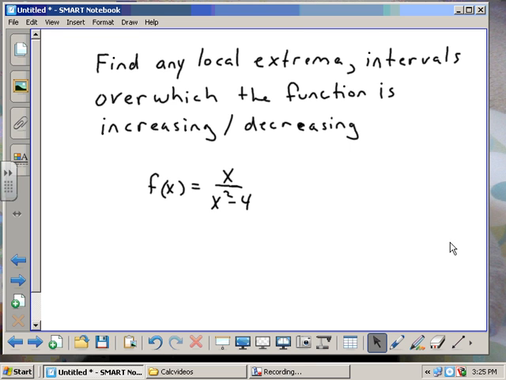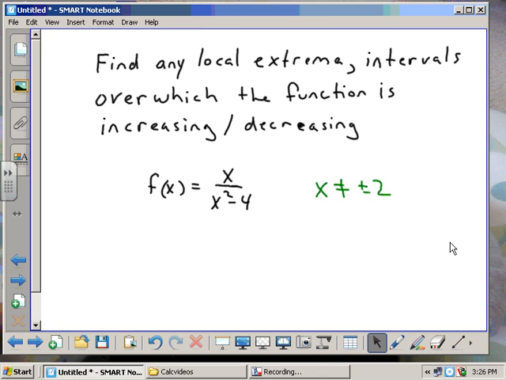In my first example, I want to find any local extrema and intervals over which this function is increasing or decreasing. Now, anytime I look at my function, f of x, in this case we have a rational function, I just want to note off to the side here that I know that x cannot equal plus or minus 2. If x were plus or minus 2, we'd have 0 in the denominator. We know that those are going to have to be vertical asymptotes in this situation.